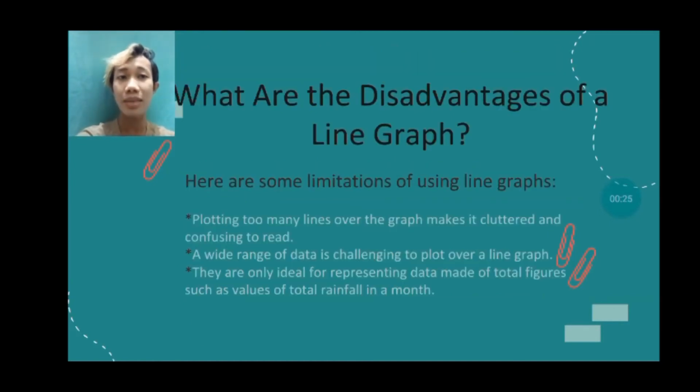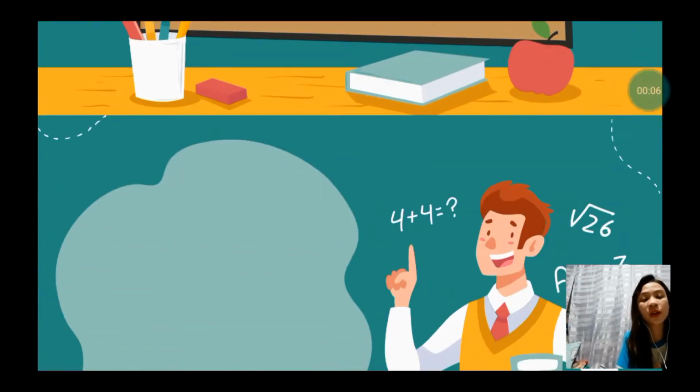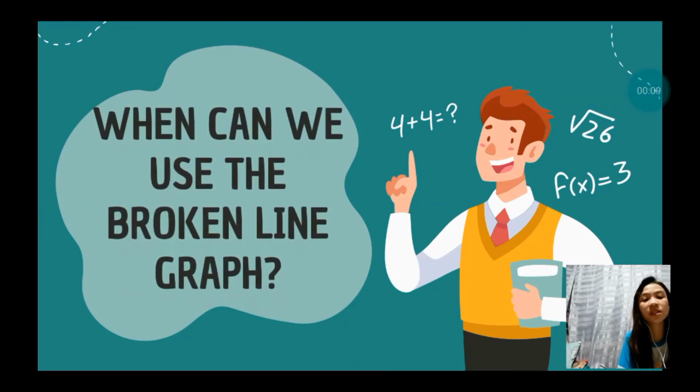Here are some limitations of using line graphs. Plotting too many lines over the graph makes it cluttered and confusing to read. A wide range of data is challenging to plot over a line graph. And lastly, they are only ideal for representing data made of total figures, such as values of total rainfall in a month. When can we use the broken line graph, or in what situation or circumstances can we use a broken line graph?